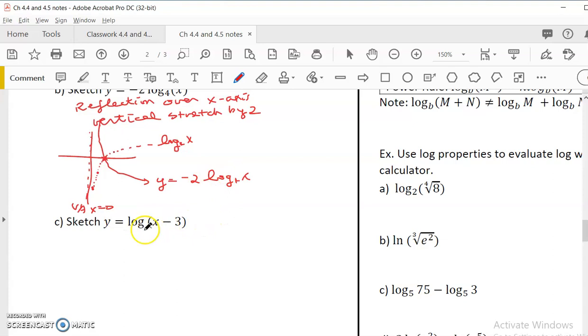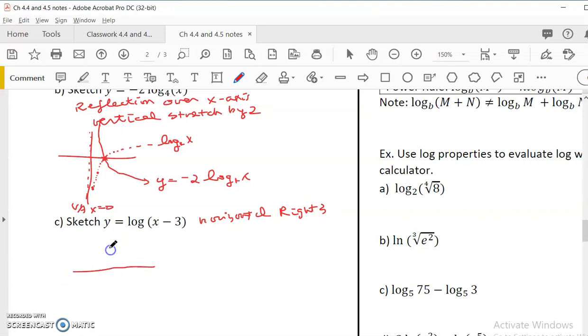Just a sketch is fine. So what is the transformation here? We have something subtracted inside. It is a horizontal shift. Left or right? It's a right 3. So the whole graph moves 3.